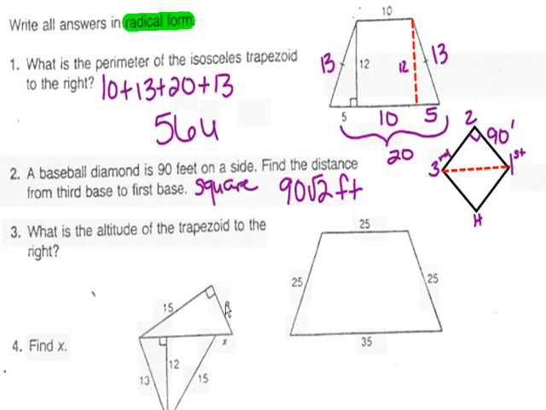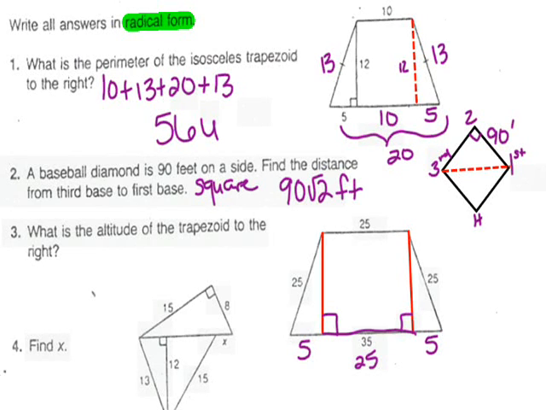Question number 3 says, what is the altitude of the trapezoid to the right? Well, let's draw the altitude, see if that helps. So there's an altitude, and it is perpendicular. Let's draw two altitudes for funsies. There's my second altitude. If this is 25, then this section right here is now 25, which means that I have 10 left over out of my 35, which means each of these is 5.